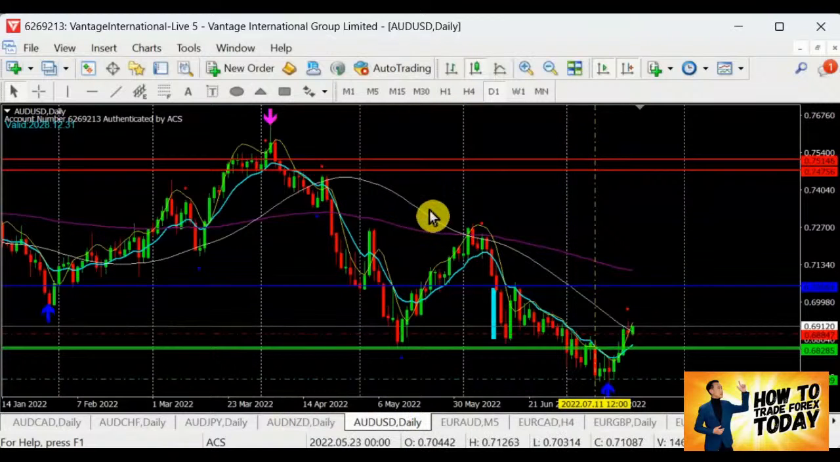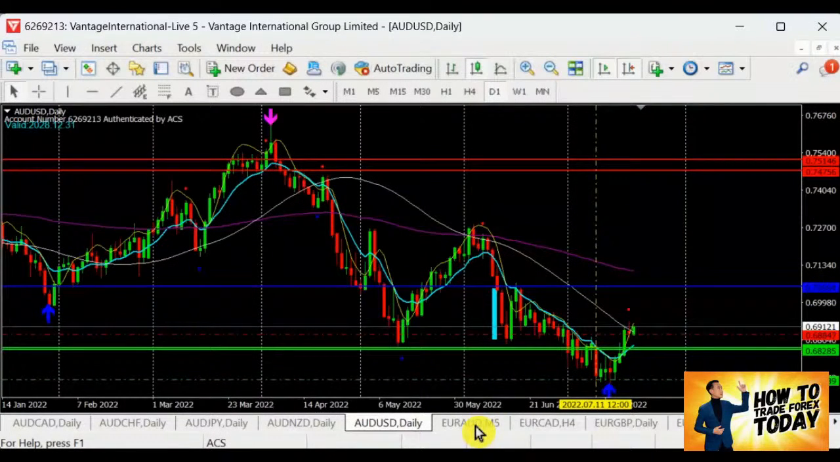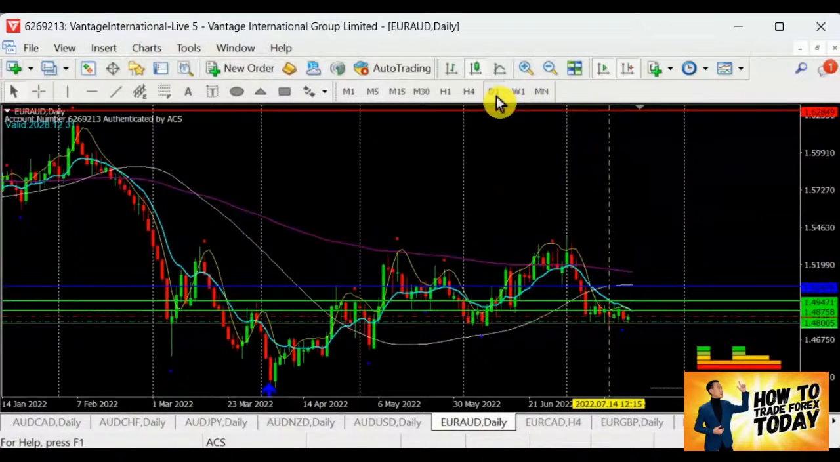For all the buyers, you can take note of these Aussie pairs. Aussie pairs are on your side now, so definitely not on our side. Now Euro Aussie, since Aussie is getting strong, on the cross pair here, Euro Aussie is now coming back into the pair.